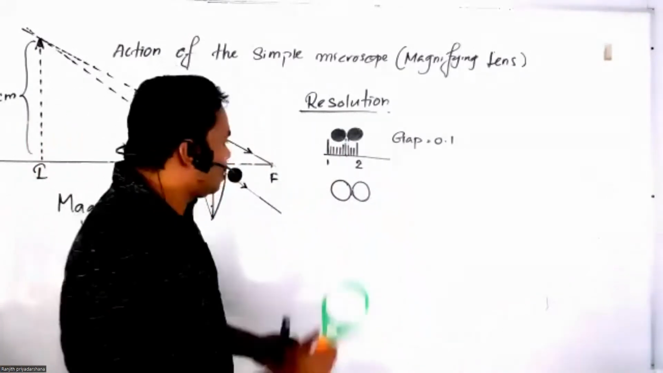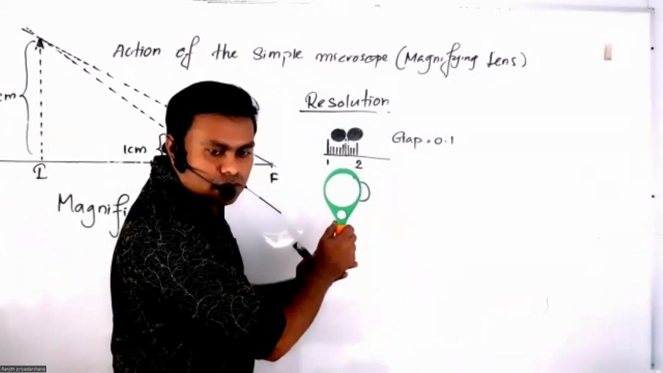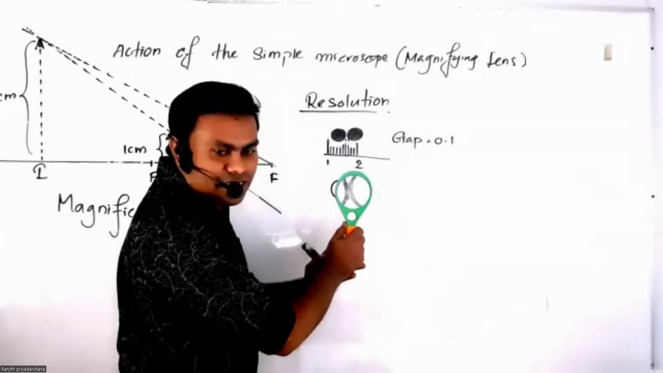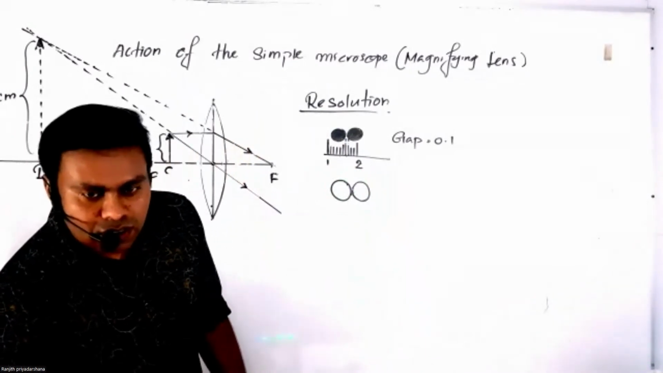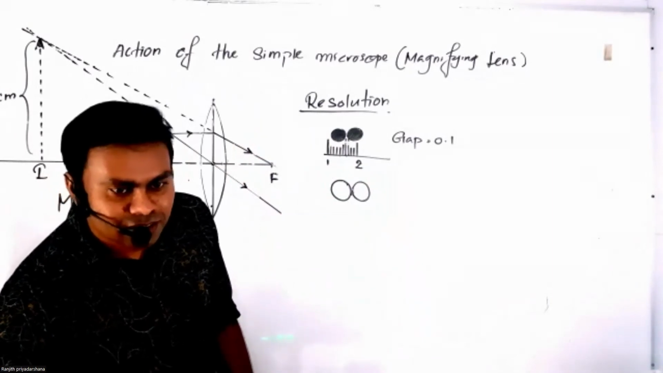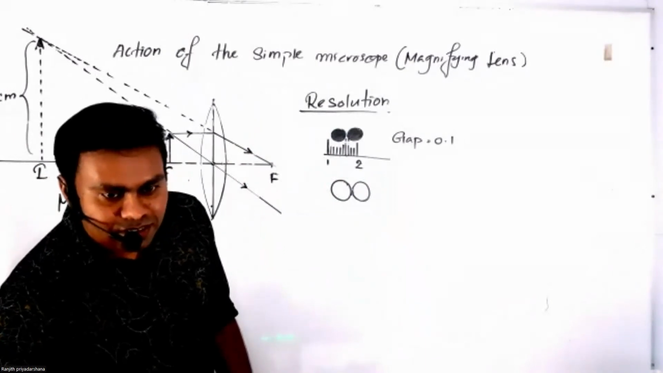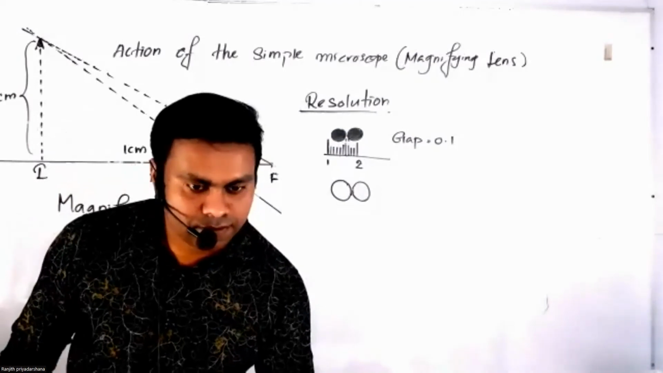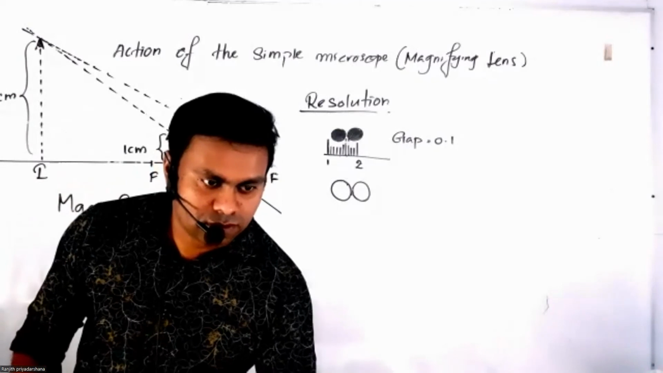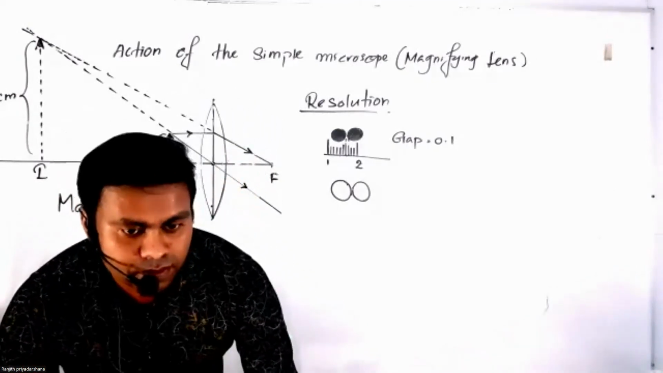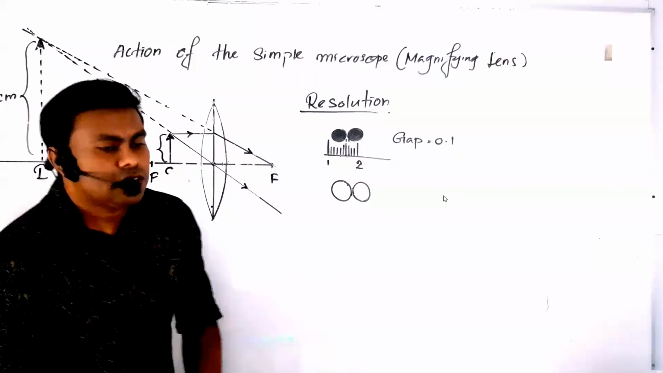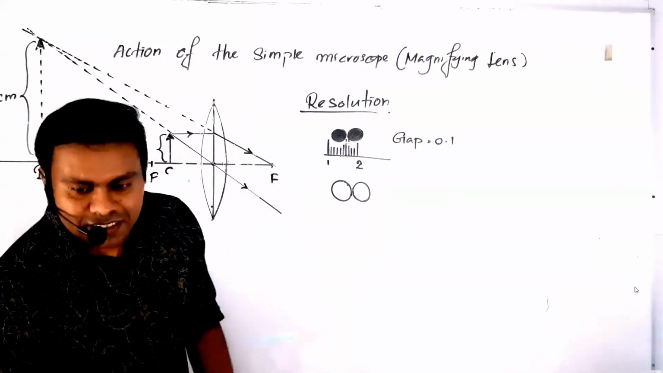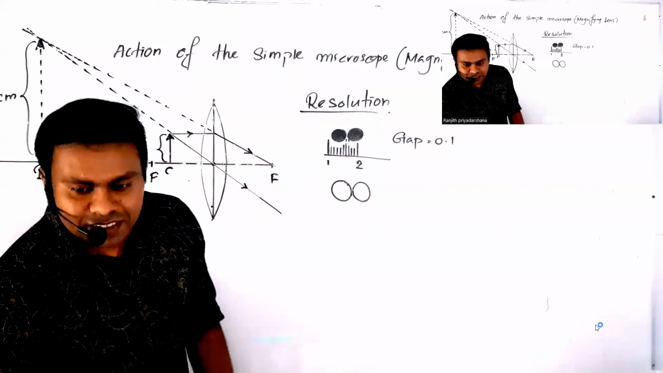Right, okay, let's see that magnification lens. There's a gap between that, the gap becomes bigger. If I zoom this out, you can see. So you can zoom this like that. Can you see it? Yes, sir. Okay, a small gap.